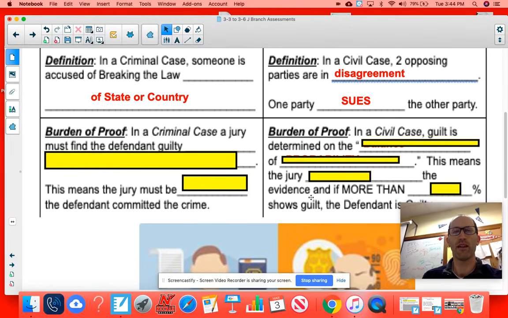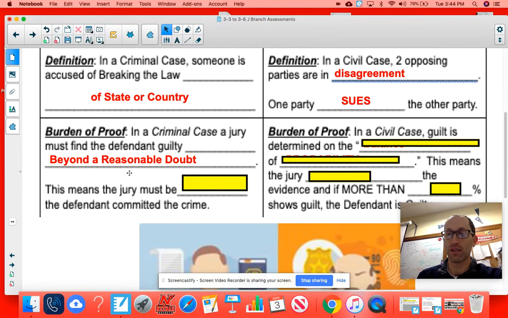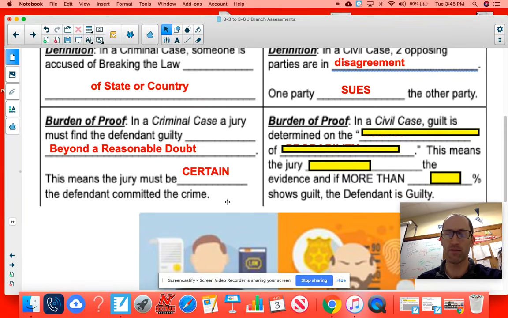Then one of the other main differences, besides definition and example, is burden of proof. Now, a burden of proof is like a level of certainty that something happened. We know that in a criminal case, the defendant, like Wyatt Armock or Braden Huget, Jackson Crowder, or Daniel Chapin in our case this year, had to be found guilty beyond a reasonable doubt. This means that the jury must be certain that the defendant committed the crime. All the evidence points to them and them alone.